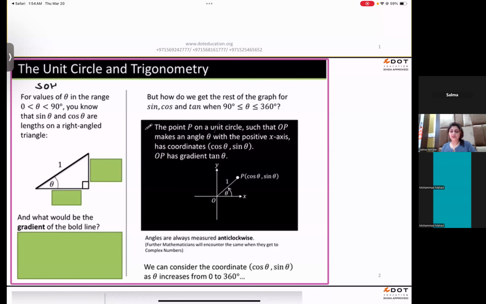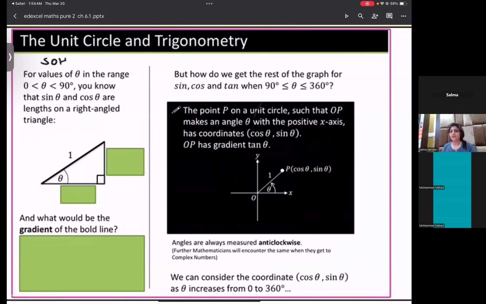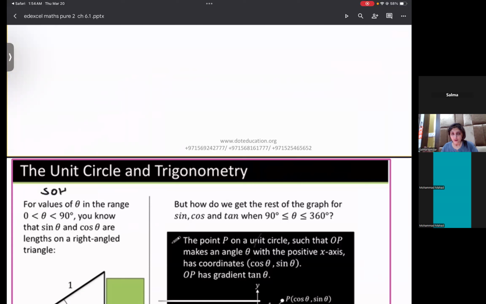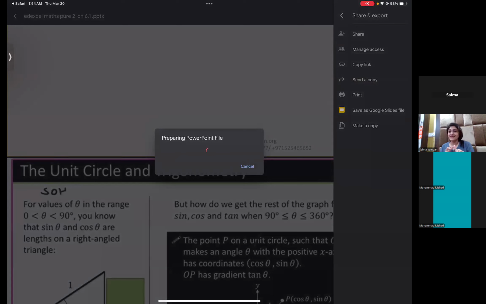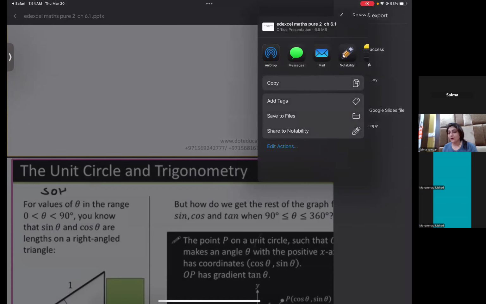So basically, we are doing pure maths 2, chapter 6, which is related to trigonometric equations and identities. Before you go to trigonometric equations and identities, there are some things which you really need to know. One thing that you need to know is angles in all four quadrants, what a unit circle is, and the SOHCAHTOA rule.